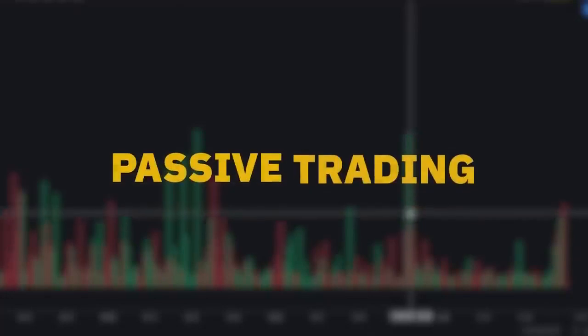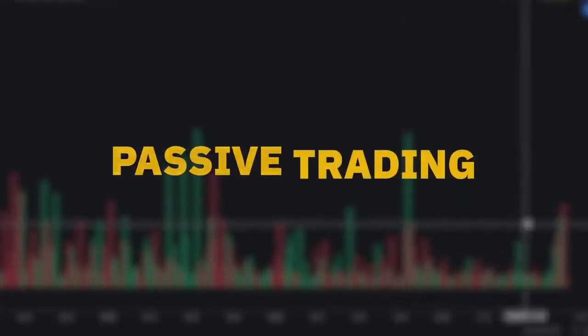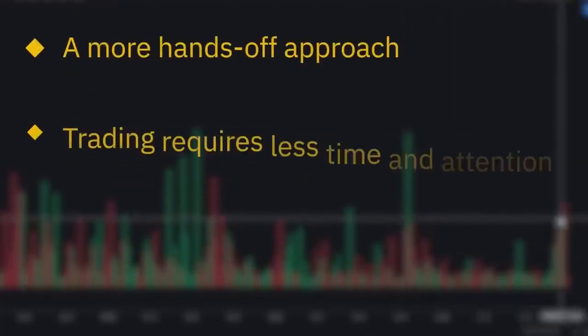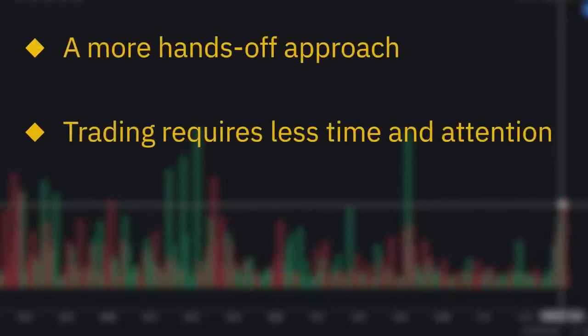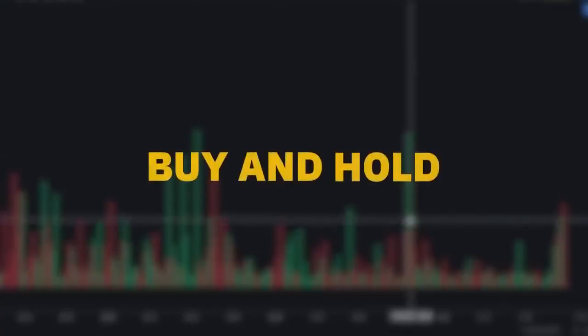What is passive trading? A passive strategy is a more hands-off approach where trading requires less time and attention. We will be looking at 2 passive trading strategies. The first one is buy and hold.